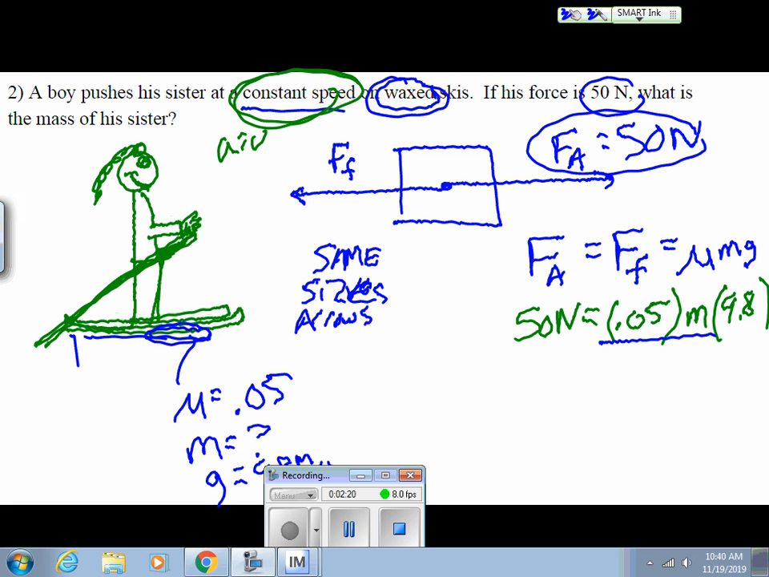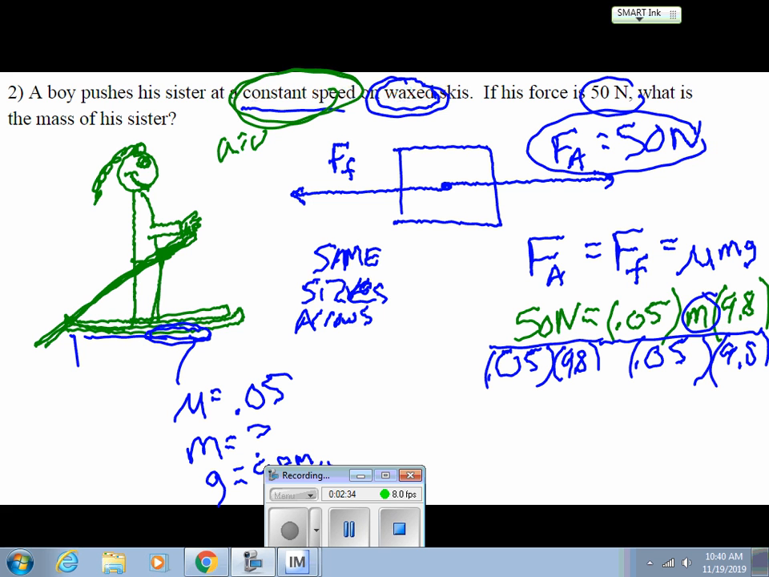I need to get rid of these two numbers because I'm trying to solve for m. That times 9.8. Now watch it when you plug this into your calculator. You want to make sure the 0.05 and the 9.8 are together. This might be helpful if you did this put together first, unless you know how to work your calculator.